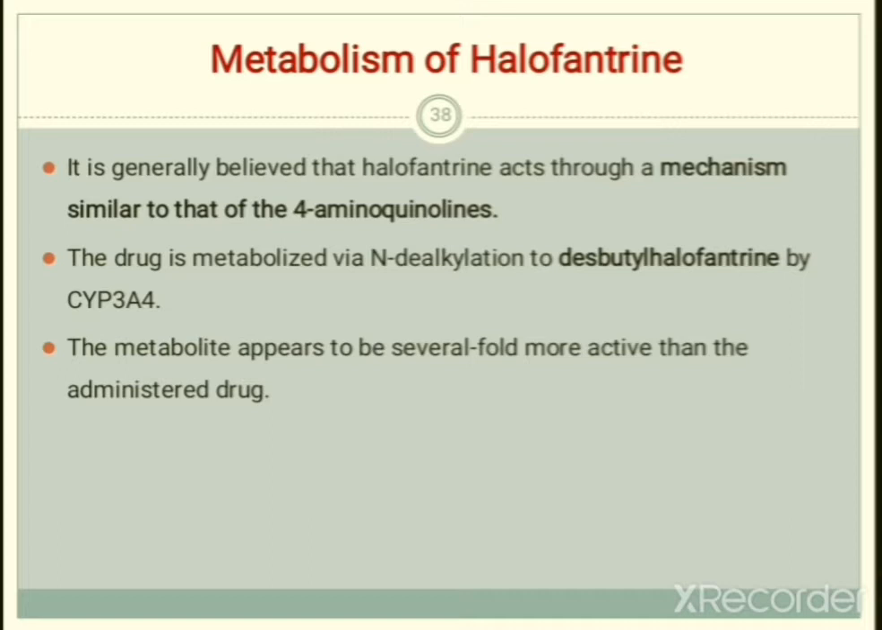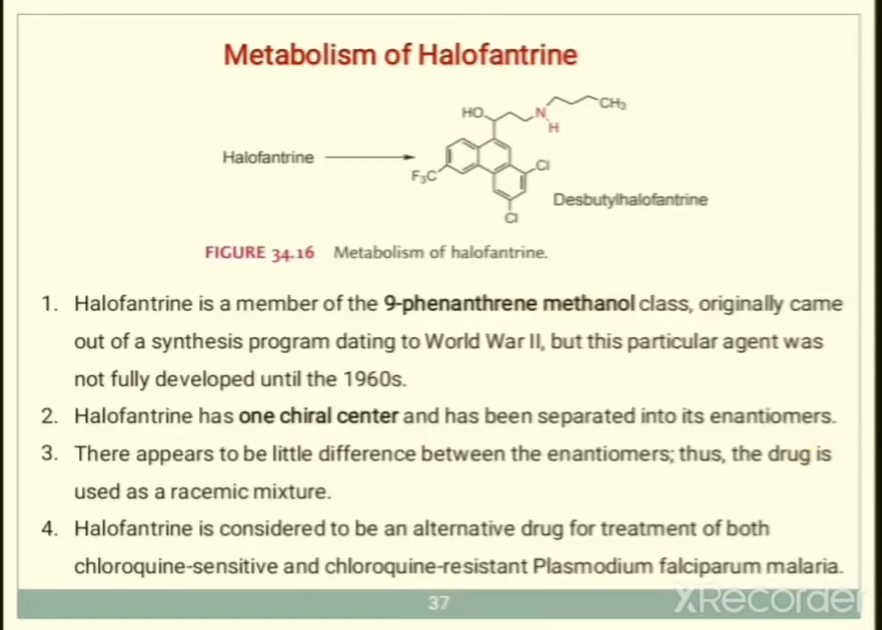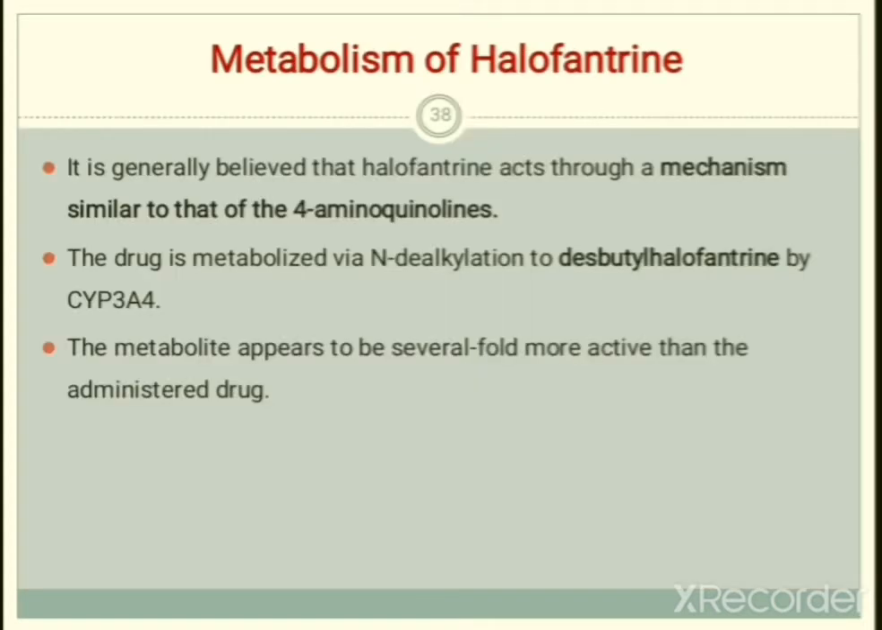The drug is metabolized via N-dealkylation to desbutyl halofantrine. We have already seen the structure of desbutyl halofantrine, given over here. So N-dealkylation will occur, and desbutyl halofantrine is formed by CYP3A4. The metabolite appears to be several folds more active than the administered drug. So metabolites again appear several folds more active than their administered drugs, meaning a number of metabolites have been formed. So this is the metabolism of halofantrine.